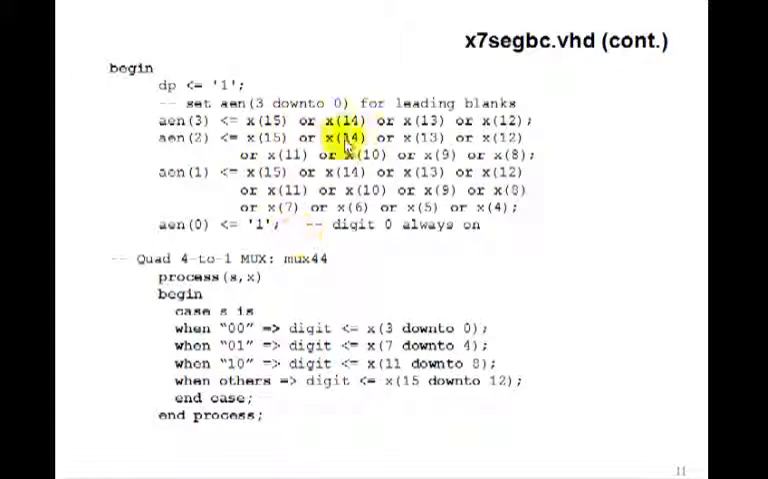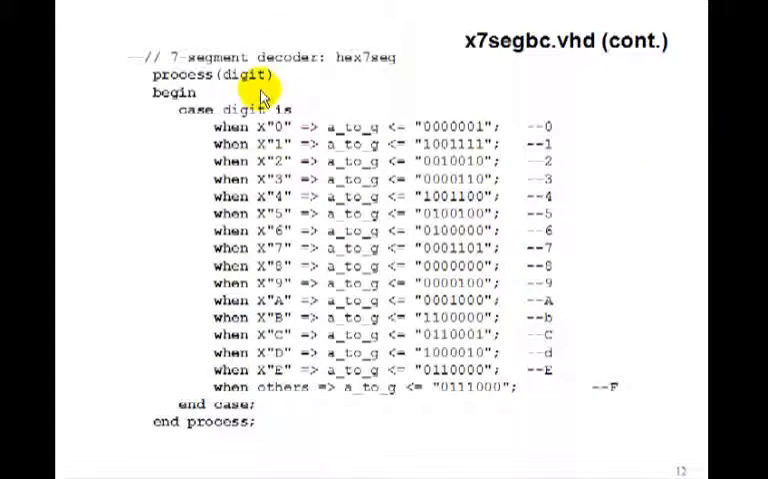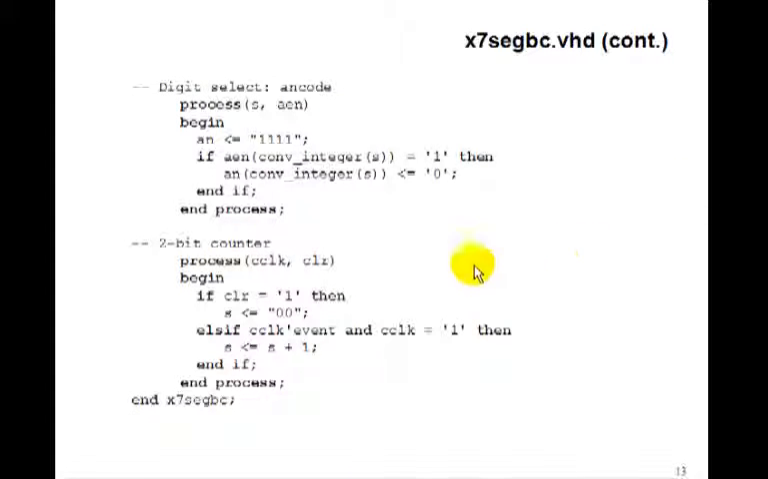This is going to give our leading blanks. Here's our quad 4-to-1 multiplexer. Here's our 7-segment decoder. This is all the same as we had before. Here is the AN code, the same as we had before. And now we just modify this to be a 2-bit counter. So this is C clock, clear. If clear is 1, S just gets 0, 0. Else on the rising edge of the clock, S is S plus 1. So we'll just build in a little 2-bit counter here to multiplex the 4 digits on the 7-segment display.